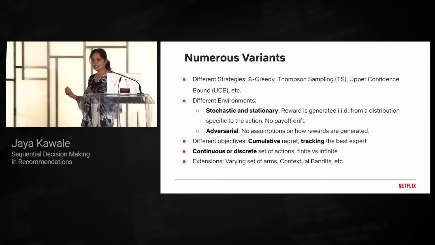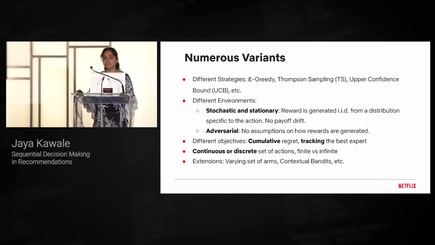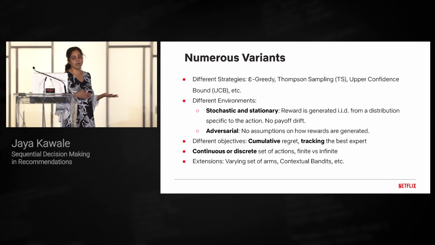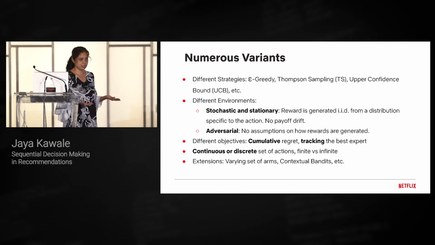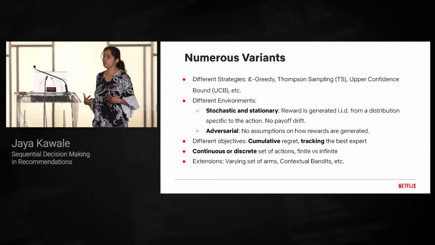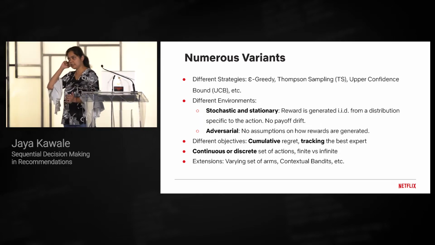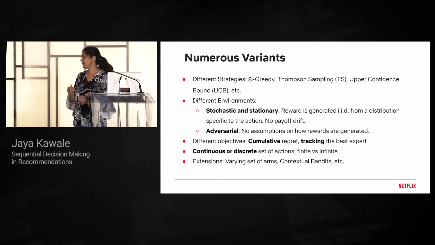For example, is the environment stochastic and stationary? That means, is the reward generated from a distribution which is very specific to the action? Or the other kind of algorithms are adversarial, in which you make no underlying assumption on the reward distribution for a particular action, and the reward distribution itself could change over time. There could be different objectives that you want to track. For example, do you want to track the cumulative regret, or do you want to find out the best known expert?